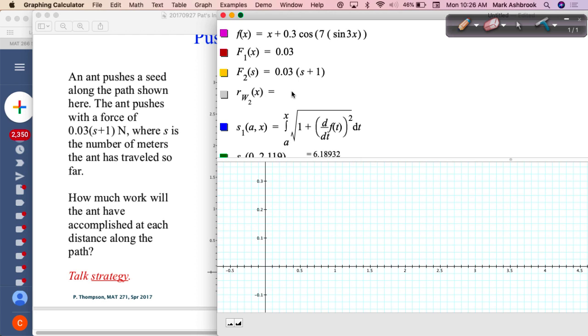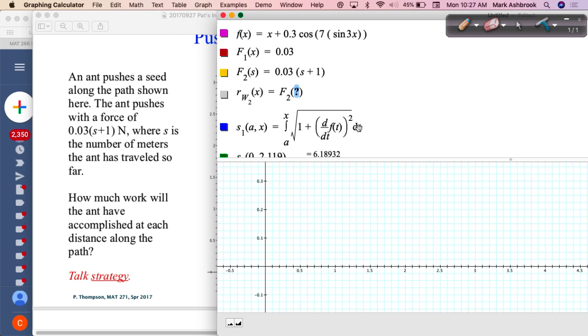How am I going to do this? How am I going to get rate of change? What did we say the rate of change was? Rate of change of work is force. Okay? So can I just do F2 of x? No, because this is expecting arc length along the path. So what can I do so that I'm truly getting the right force function that I need? F2 of what?